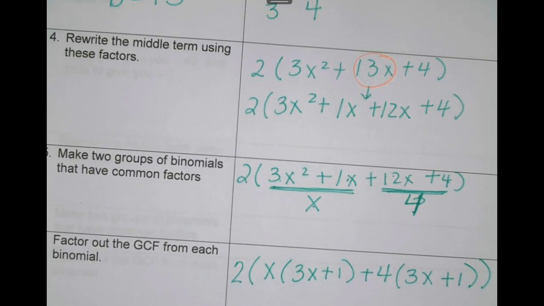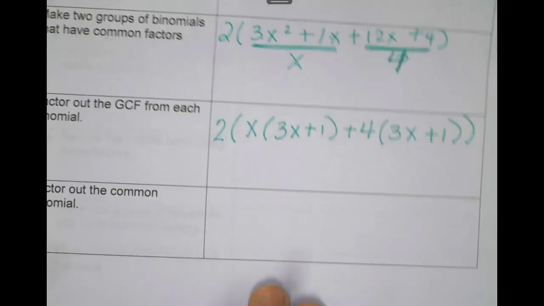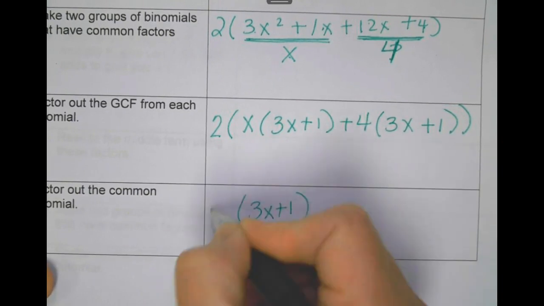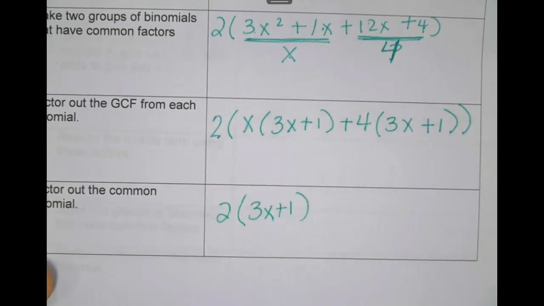What do you see down there, 2 times? Factor out the common term. The common term is 3x plus 1. I still have this 2 out in front.